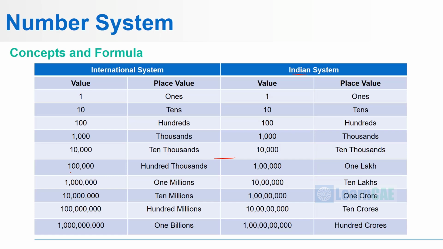For example, 1 followed by 5 zeros is called 100,000 in international system and it is called 1 lakh in Indian system. Similarly, 1 million is equal to 10 lakhs here and 10 million is equal to 1 crore. Further, for 100 million and 1 billion it is 10 crores and 100 crores. You can pause the video and see the difference between the two numbering systems.